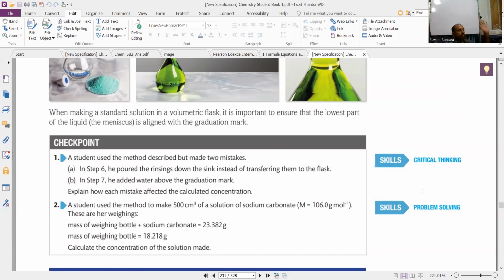Sir, our step is 6. Yeah, he poured the rinsing down the sink instead of transferring it to the flask. So the step 6 means he can then add the rinsing to the flask.